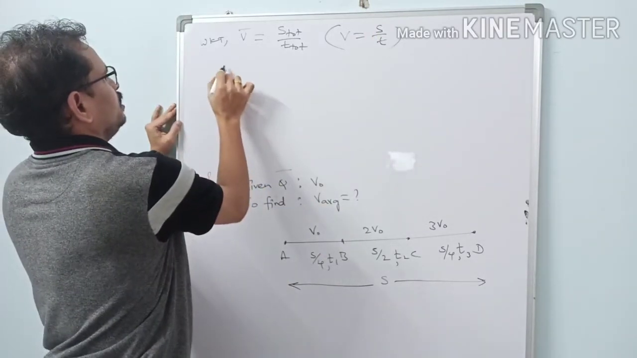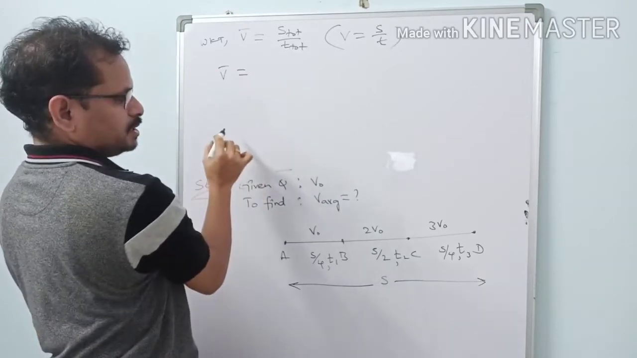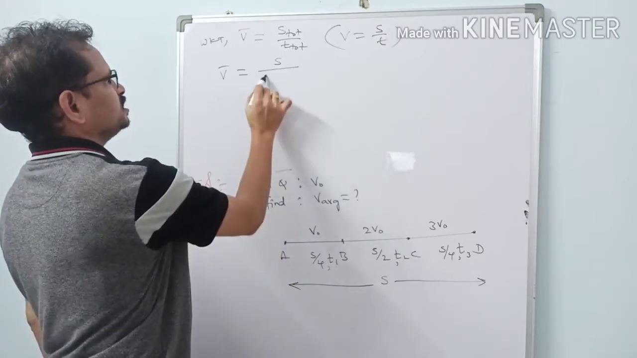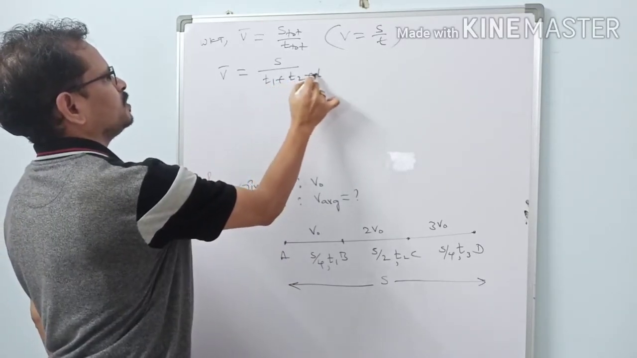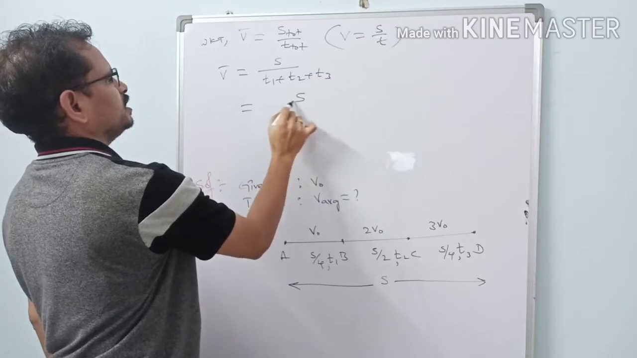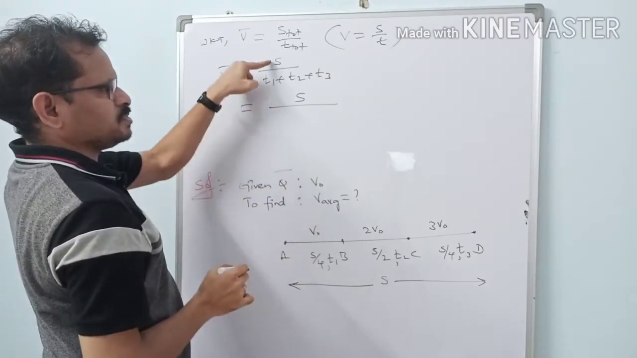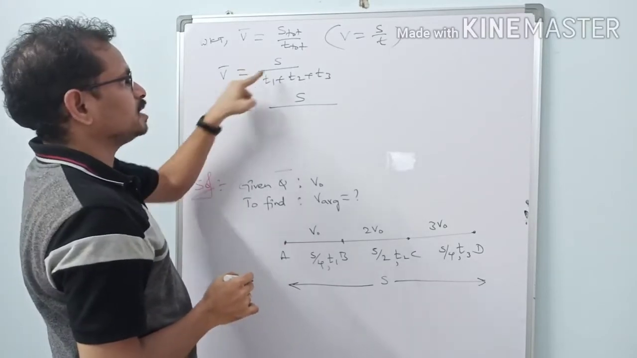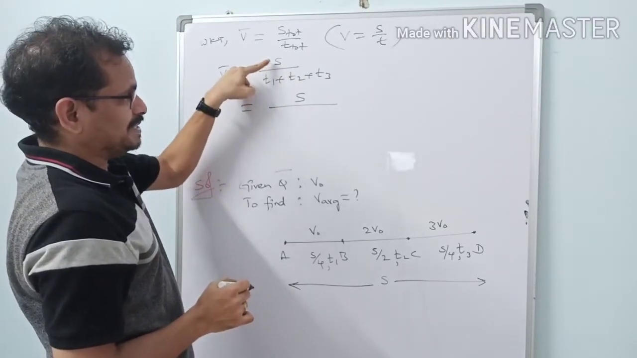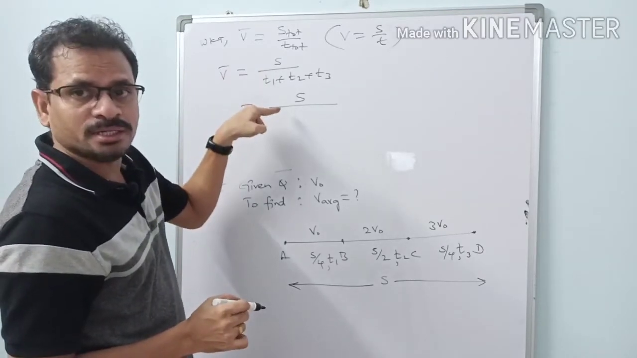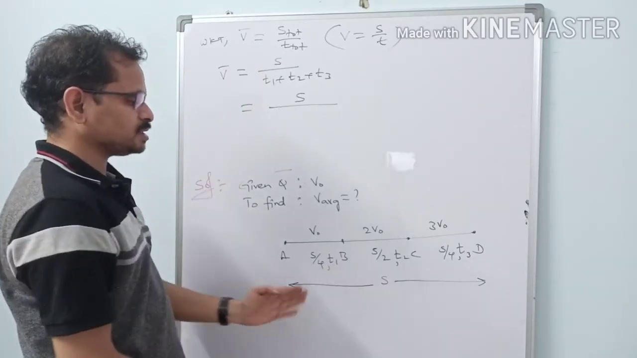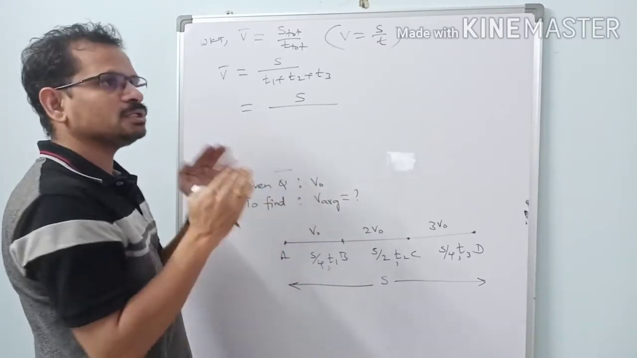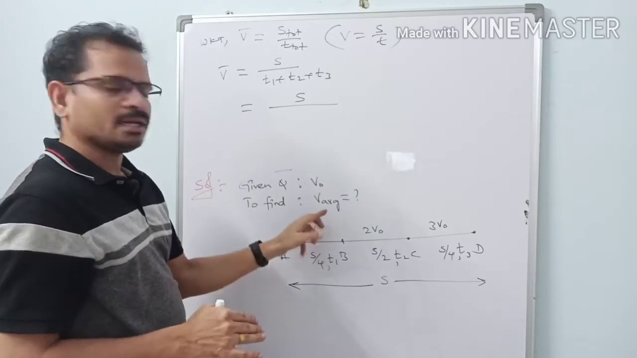So v bar equal to, what is S total here? Let us write S by, what is the time? This is t1 plus t2 plus t3. This is equal to S by, time is converted in terms of displacement S here, because we have to remove this S. Both S and time are assumed quantities. Time is also not given to us, and the symbol S is also not given to us. Only the given value is v0 here. So v0 should be retained while solving problems and the remaining should be removed.